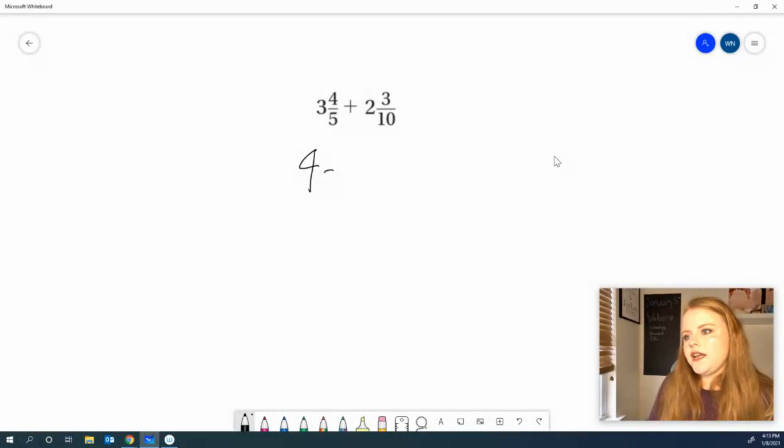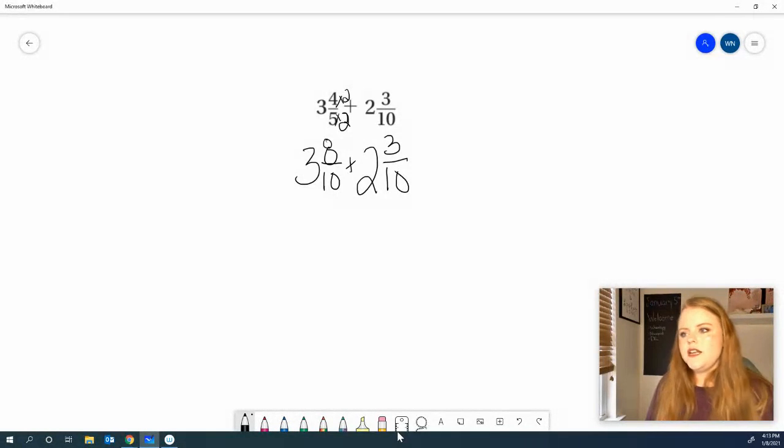So let's go ahead and find our equivalent fraction. 5 times, I wrote that wrong. Common denominator is going to be 10. 5 times 2 got me 10. So multiply 4 times 2 as well, and I'm going to have 8. I also wrote a 4 there. Wow. It's been a long day. Always double check your work. 3 8/10 plus 2 3/10. 9, 10, 11. We've got 11 tenths, definitely seeing a pattern.